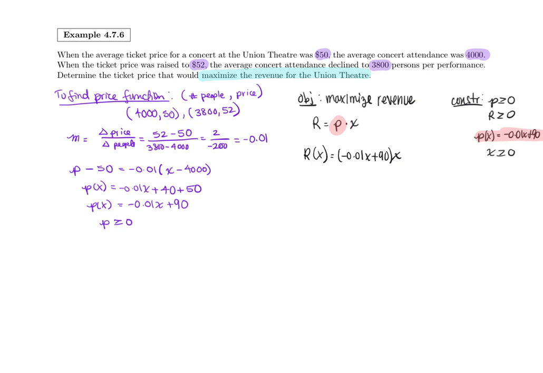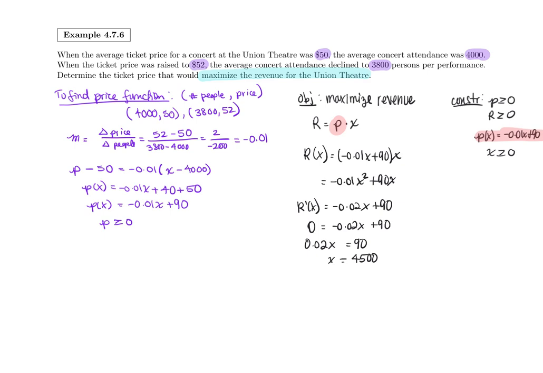So if we multiply through the X so we don't have to do product rule, it makes our lives a little bit easier. So we get negative 0.01X squared plus 90X. And now when we find our derivative, R prime of X, we get negative 0.02X plus 90. And all we're going to do is set it equal to 0 to find our critical points. In this case, there's only going to be one, because 0.02X is going to equal 90. So X is 4,500. So we're hoping, since it's positive, that that's going to be the magic number of tickets or people that will maximize our revenue.